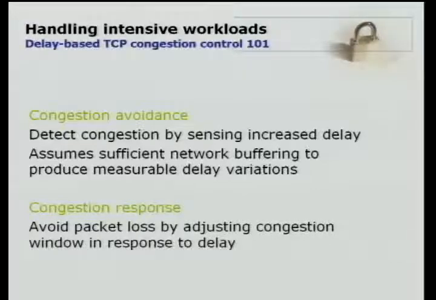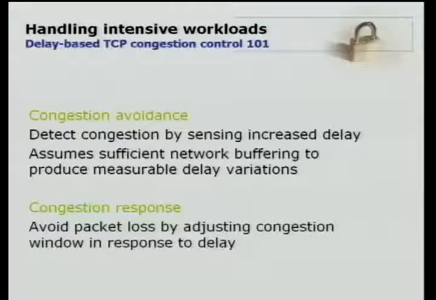There are schemes that are based on sensing delay, for instance, where you keep introducing packets to the network, but then you also try to measure whether the delay in the network is increasing or not. Because if the delay is increasing, it's a sign that the network might be starting to buffer packets, and maybe you should scale back the rate at which you're introducing those packets.